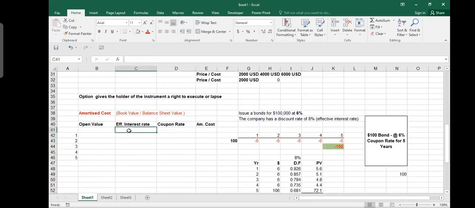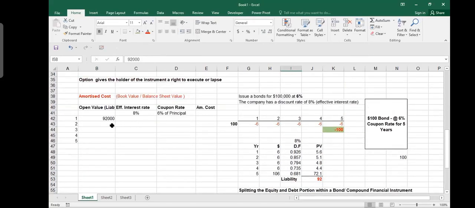This effective interest rate is at 8%, and coupon rate was my 6%, which was 6% of principal. 6% of the actual amount. This is 8%, but I'm not saying principal or what. So in the beginning, I will book my, and let me call it open value, and let me call it liability. So this is my opening liability. Opening liability, we know that it was 92,000. This is here, 92,000, okay? When we started in year 1, we got 100,000, but we booked the liability as 92K.